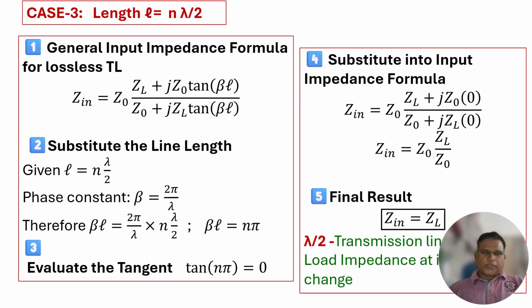For the transmission line length L equal to n into lambda by 2, the input impedance is nothing but the load impedance.